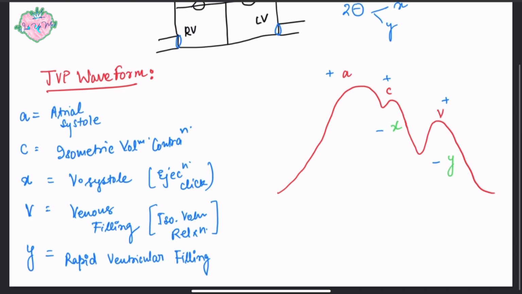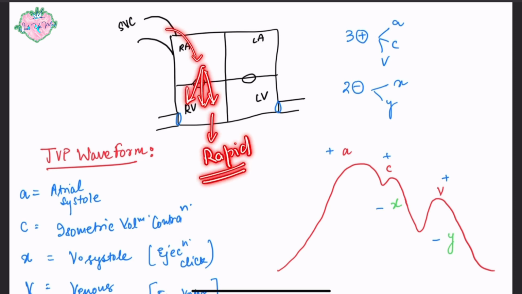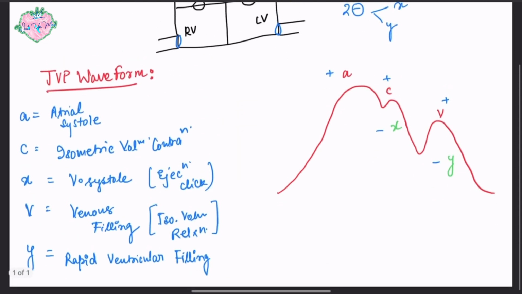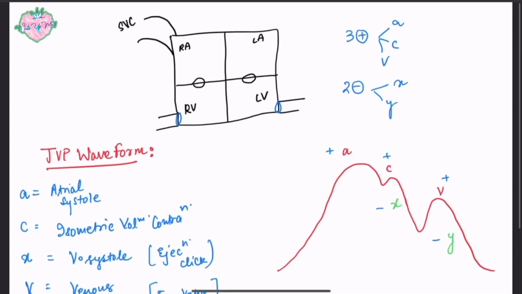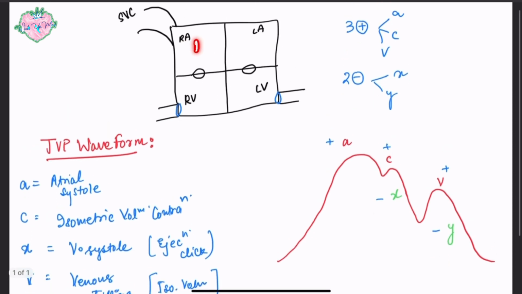Now comes the Y wave, which is again negative. All the blood which is coming into the atria through venous filling goes into the ventricle, causing rapid ventricular filling. Rapid ventricular filling causes a sudden decrease in the pressure of the right atrium, which is shown by the fall as the Y wave. So again we see that there are three positive waves, which denote the increase in the pressure of the right atrium, and two decreases, which denote the decrease in the pressure of the right atrium.